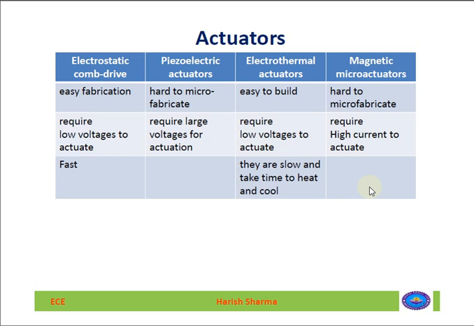In the case of the electrostatic comb drive, the response is very fast. As we give it the voltage, it will move immediately. Piezoelectric actuators give a good, fast response, but lesser than the electrostatic comb drive. The electrothermal actuators are very slow because when we give them voltage or current, it will take time to heat and to cool. Magnetic actuators are faster than the electrothermal actuators but slower than the piezoelectric or electrostatic comb drive.